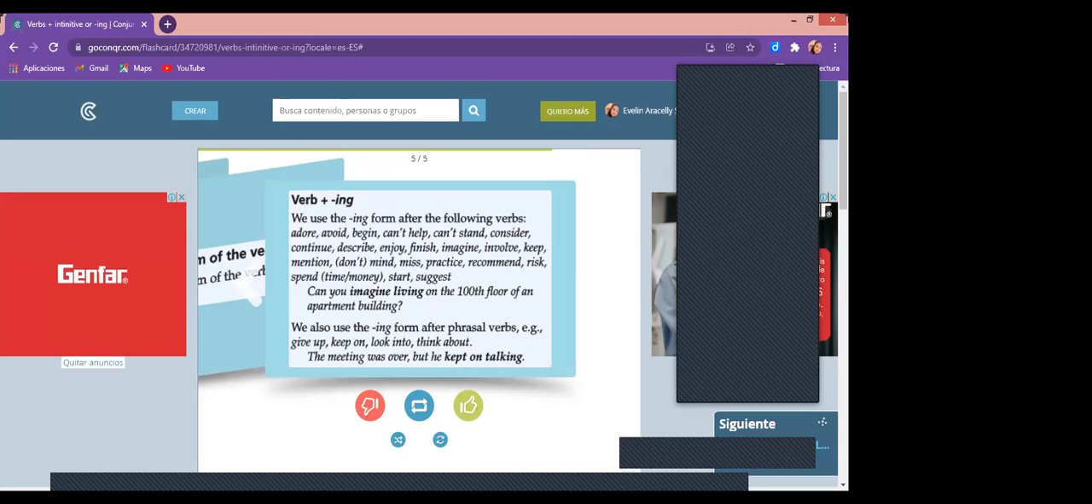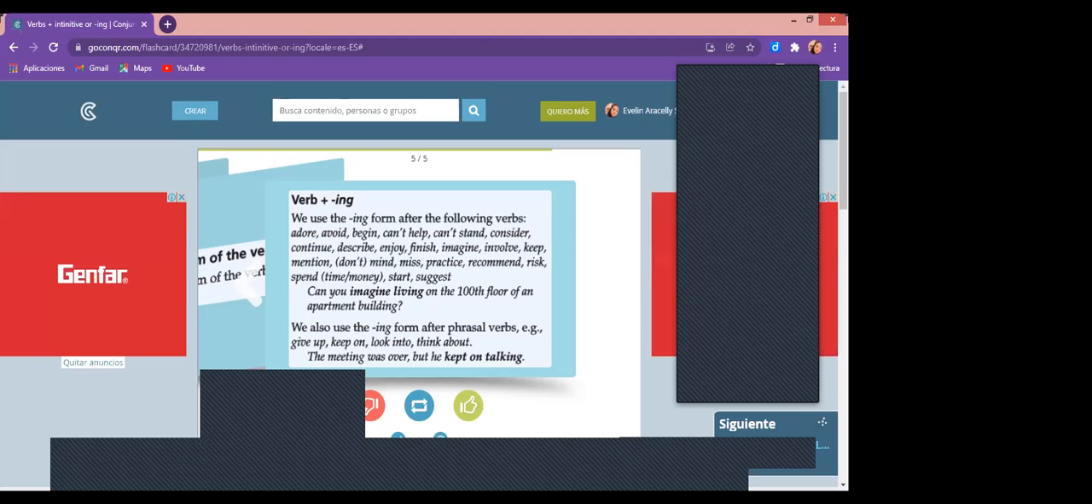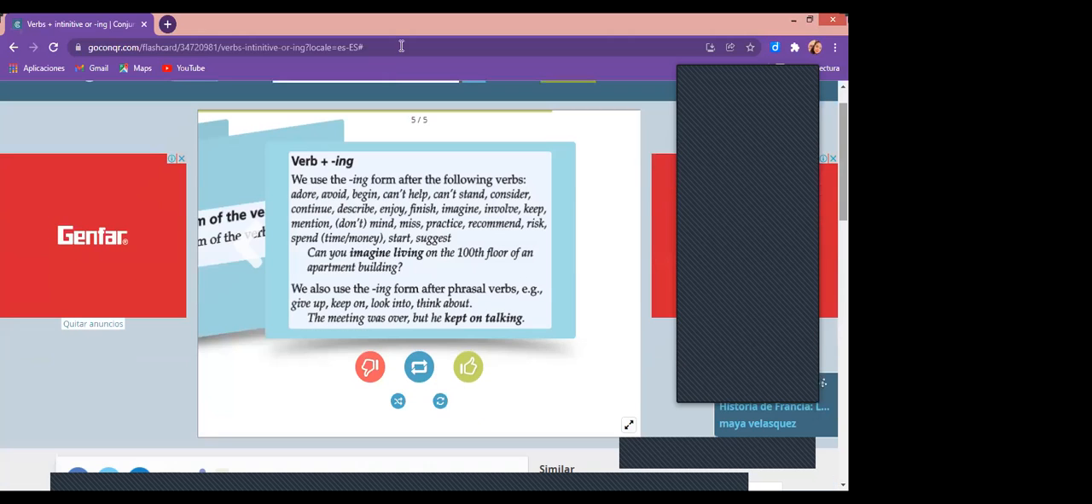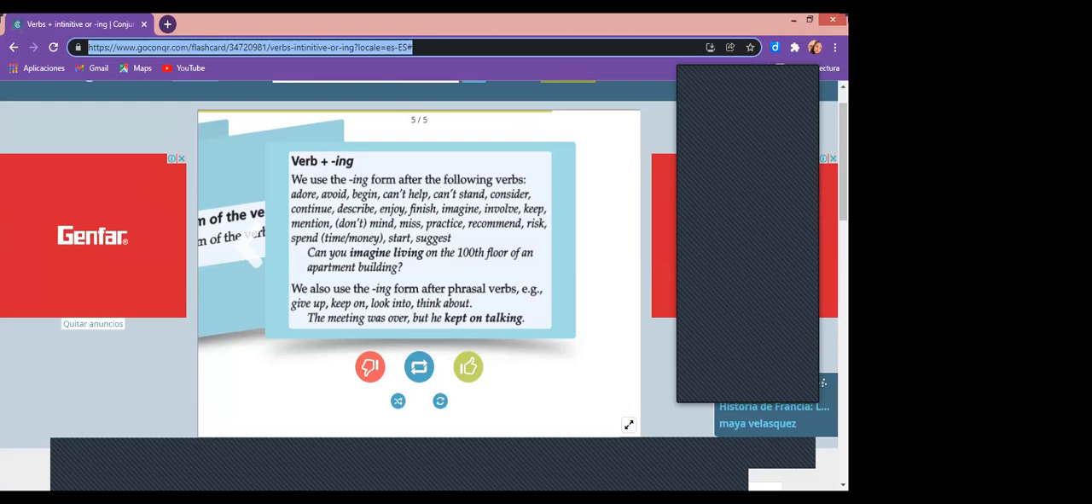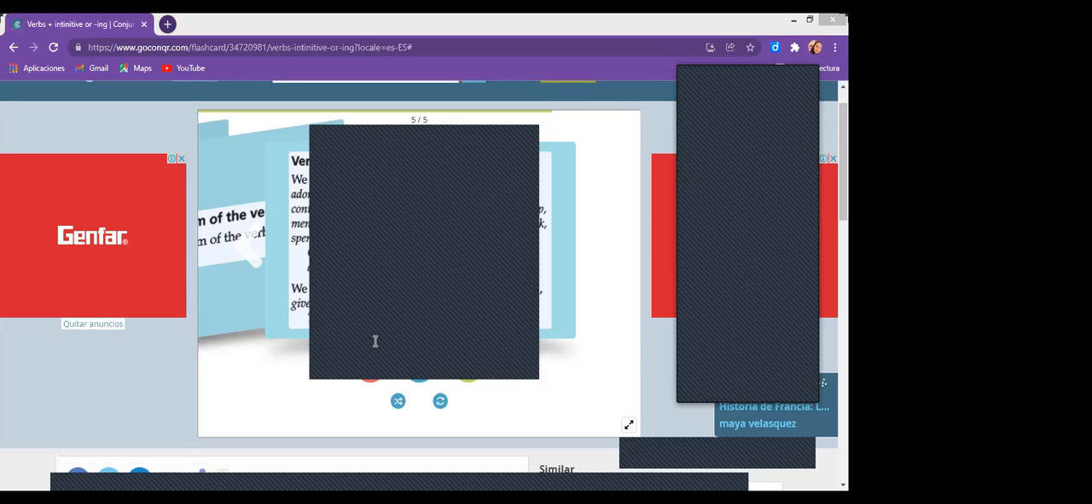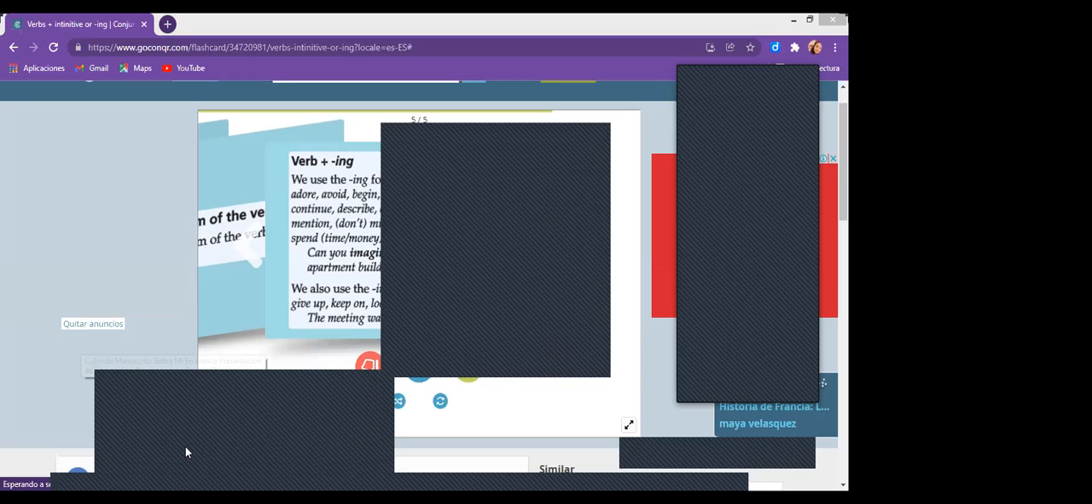Okay, so now it's time to practice a little bit about this. So let me share with you these flashcards in order that you have some help to learn which verbs are followed by ing and which ones are followed by verbs in infinitive form. Okay. Let me know if it opened. And now I am going to share also an activity to practice a little bit.